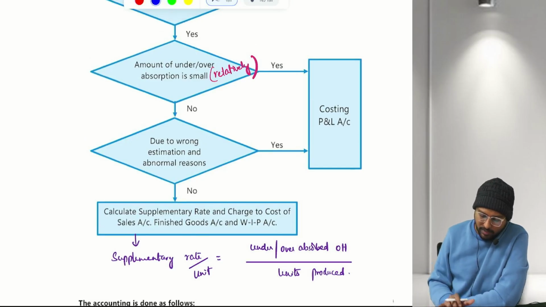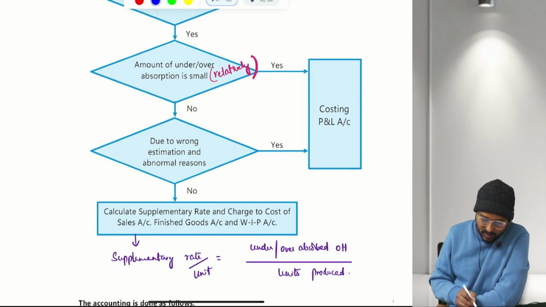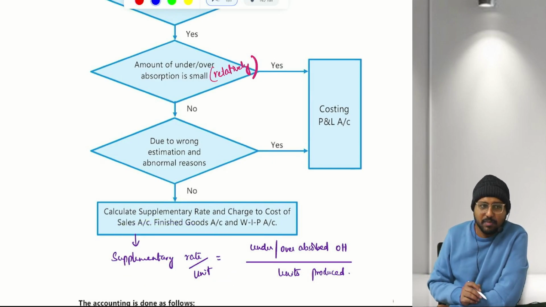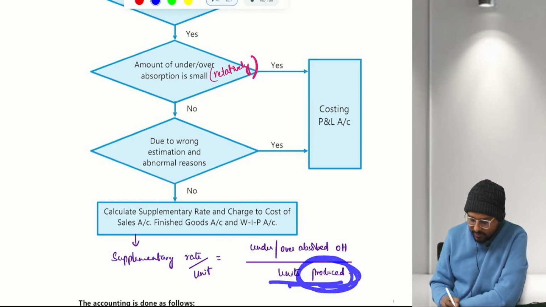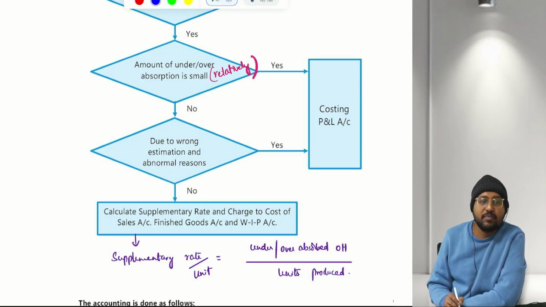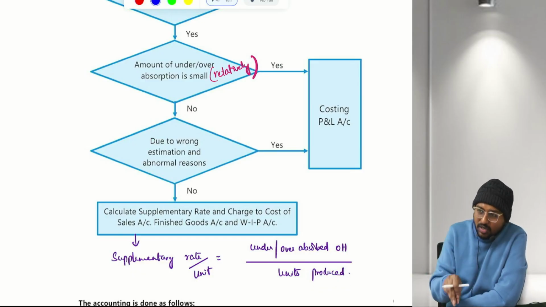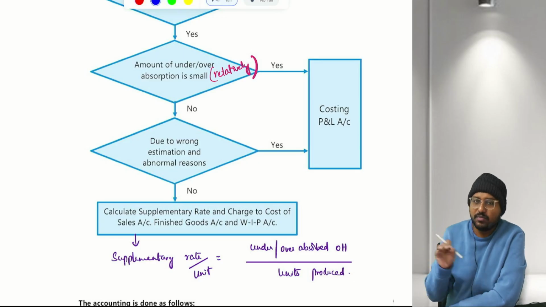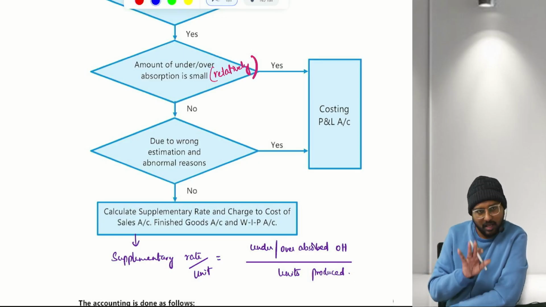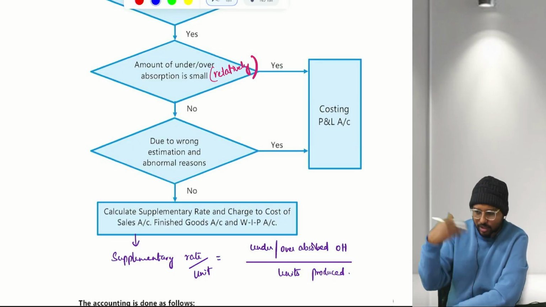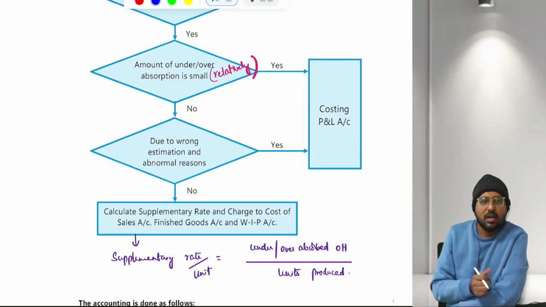Anyways, okay. How will you absorb? By calculating something called the supplementary rate. What is the supplementary rate? Very simple. How much you are under or over absorbed, you take that, divided by units produced. See the keyword here. The moment you see this formula, you should understand the logic. What is the denominator here? Units produced. It is not saying units in stock. It is not saying units sold. It is saying how much you have produced, to that extent you should absorb. That's all. Are you able to get me?